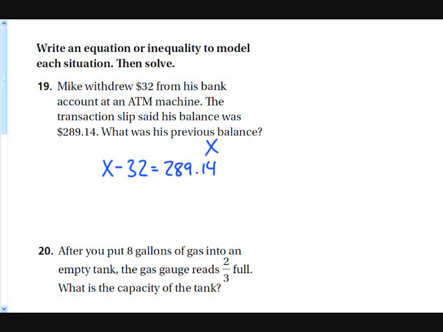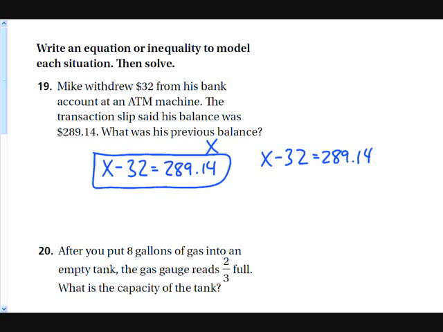So this is part of my answer. And now I have to solve this. So this was the equation. And now I need to solve that equation. And in order to solve that equation, I just have to add the 32 to each side. So when I do that, I do plus 32 on each side.